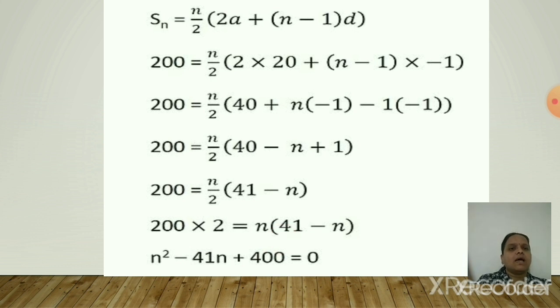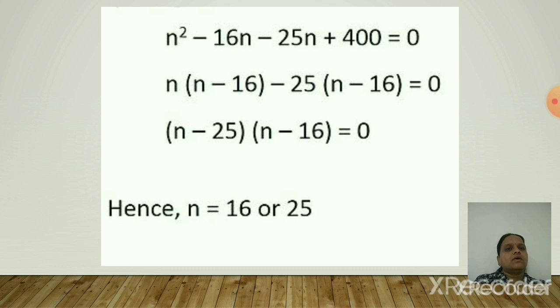If you multiply and bring all the terms to the left-hand side, you will get the quadratic equation n square minus 41n plus 400. Now we have to find the roots of this quadratic equation, where the middle term is minus 41 and the last term is 400. So you will get the roots as 16 and 25. 16 and 25: sum is 41 and the product is 400. So we will split it as n square minus 16n minus 25n plus 400 equal to 0.